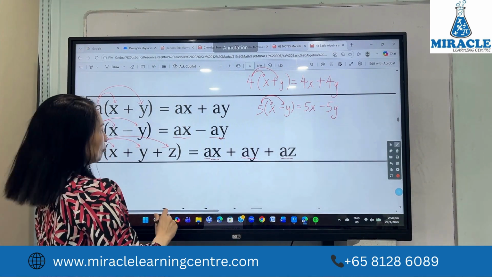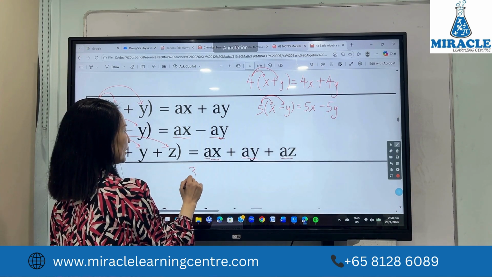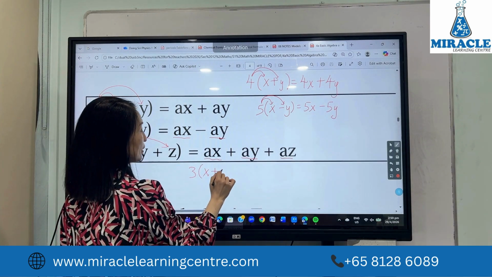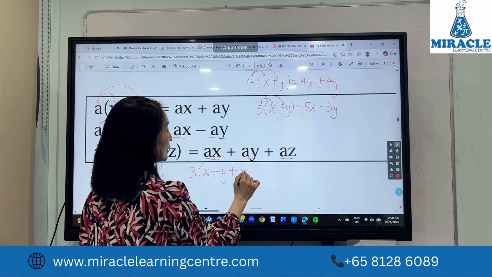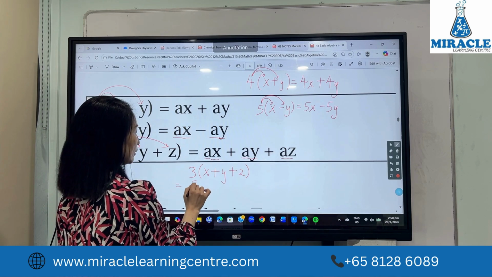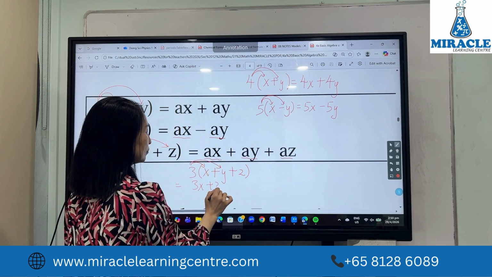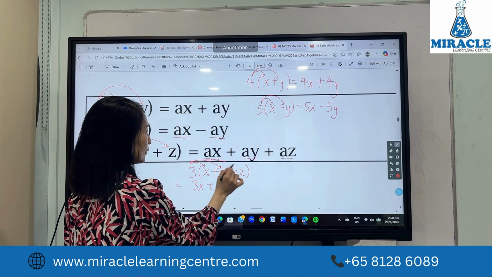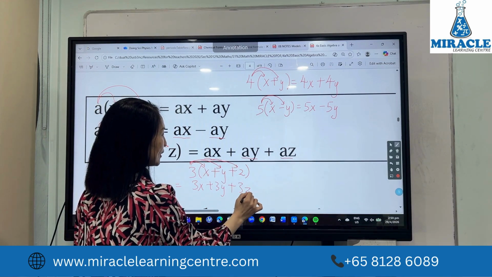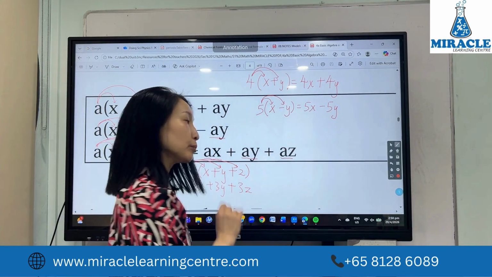Okay, so for example, we can have 3 bracket x plus y plus z. So you'll get 3x, then you get 3y, then we'll get 3z. Okay, let's do a little bit more complicated.